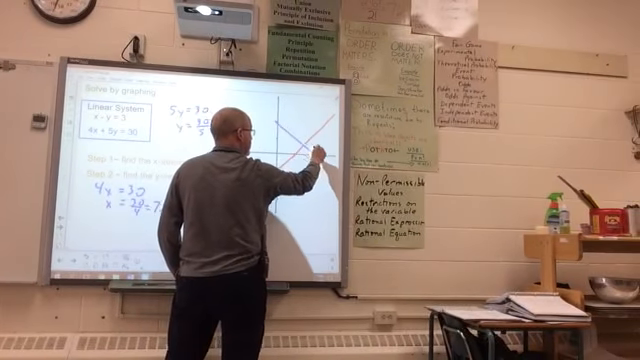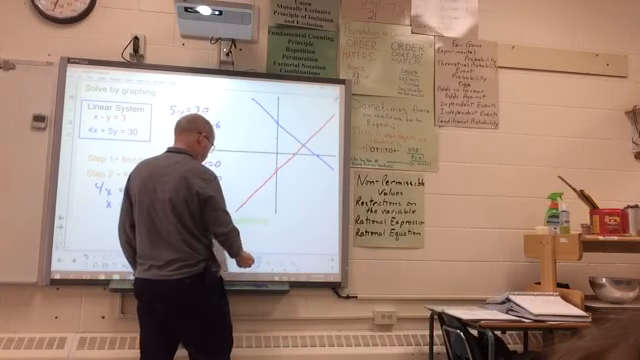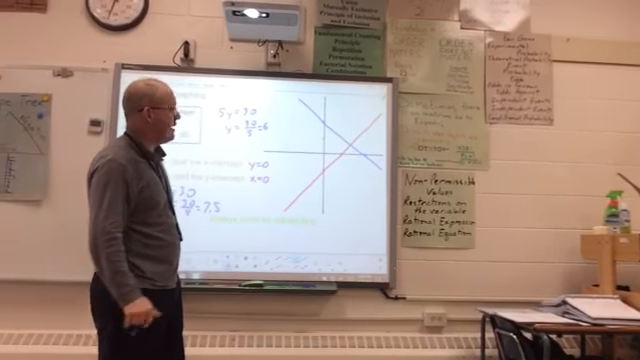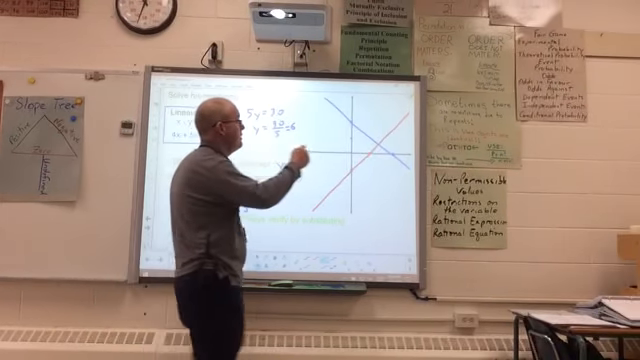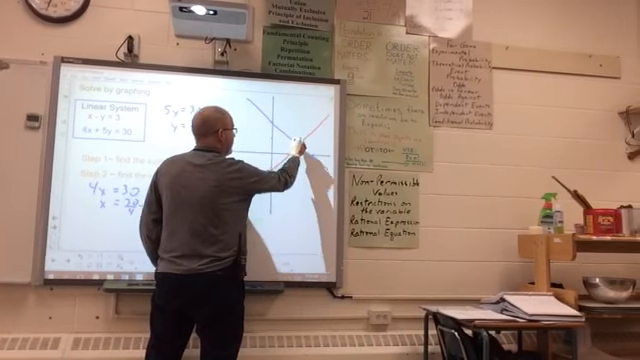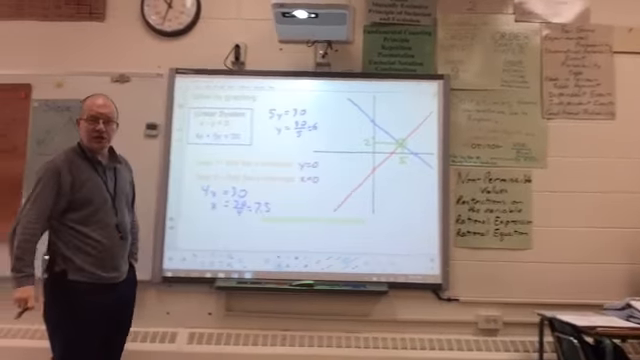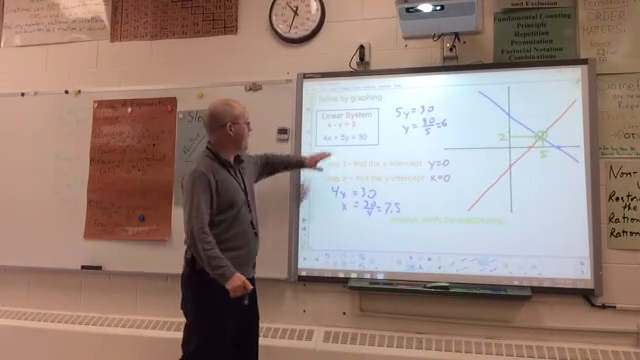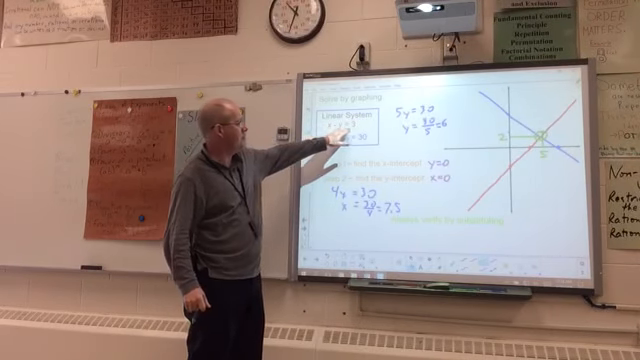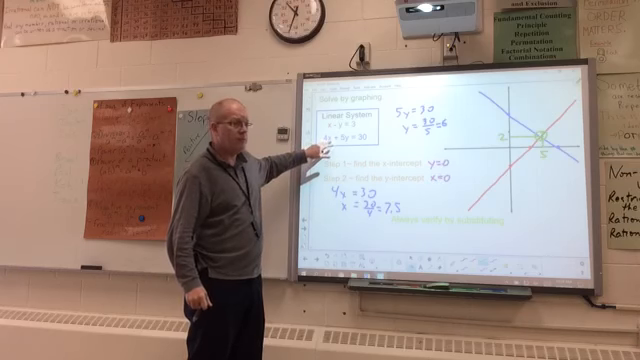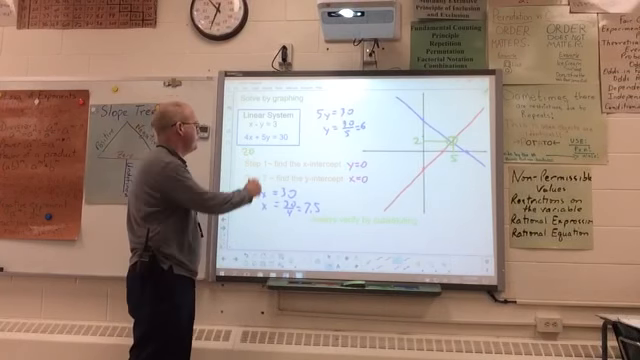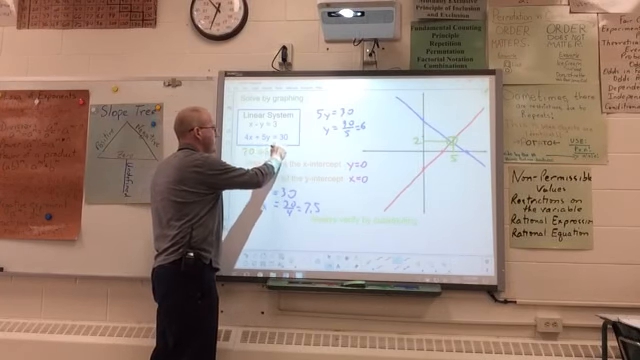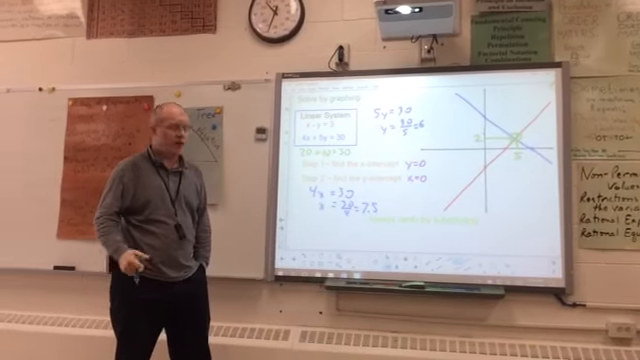Now, where does this seem to cross? It's a little hard for you guys to do this on your slates. This is 5 and 2. So, let's go back and check our work. If x equals 5, what's 5 minus 2? What's 5 times 4? What's 5 times 2? Does 10 plus 20 equal 30? Yeah. All right.